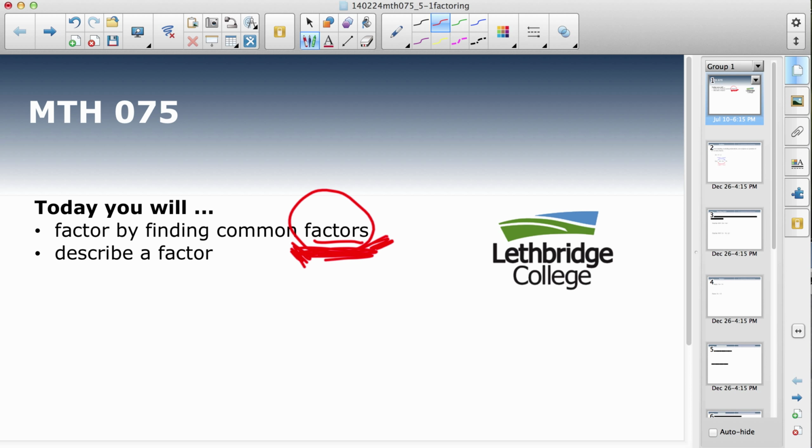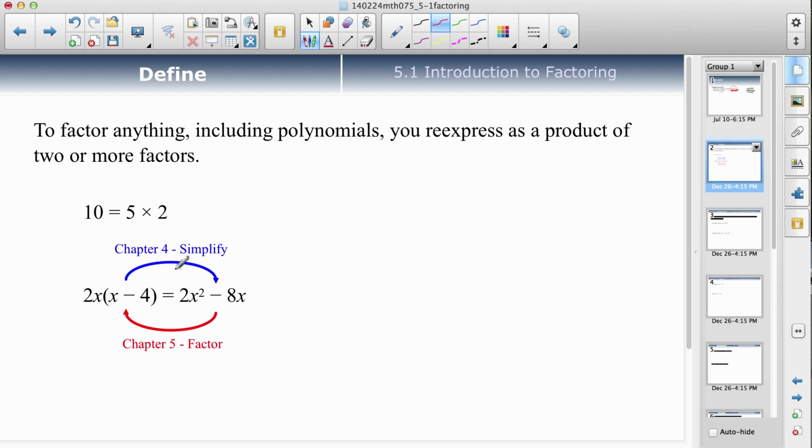It turns out we do lots of that, and so we want to practice lots about factoring. So we're going to be looking at common factors and describing what factors are. In the last section, we looked at simplifying expressions. So we took something like this, and we used the distributive property, multiplied those two, and we came out with another polynomial. And this is a simplified one. And that's what we did lots of in chapter 4.